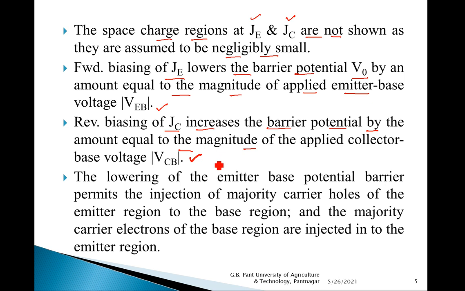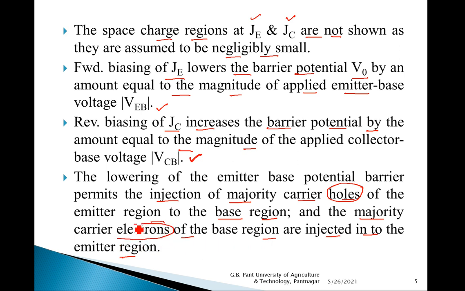Now what happens then? This lowering of the emitter base potential barrier permits the injection of the majority carrier holes of the emitter region towards the base region, and the majority carrier electrons of the base region are injected into the emitter region. You know that the majority carriers are holes on the P side, which is the emitter region, and the majority carriers on the N side, the base region, are electrons.